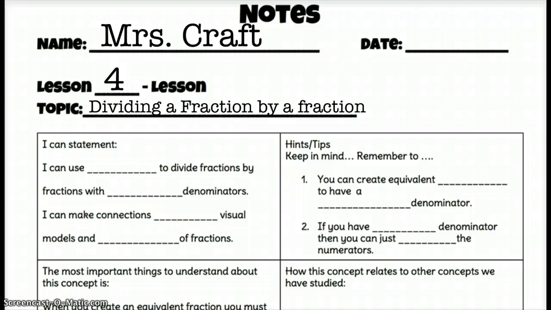Today we're going to talk about lesson 4. I hope you're ready. Today we're dividing a fraction by a fraction. Our I can statements today are: I can use models to divide fractions by fractions with different denominators.